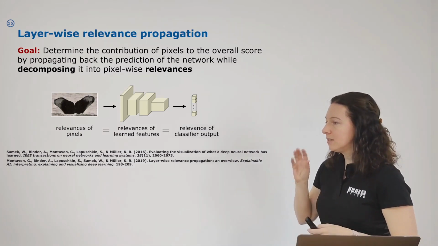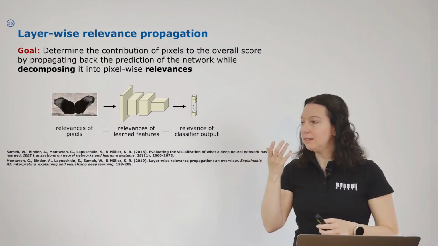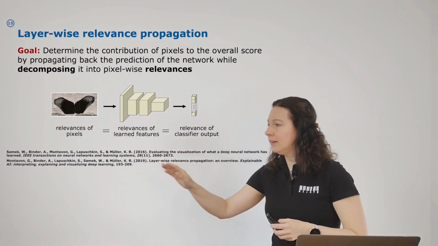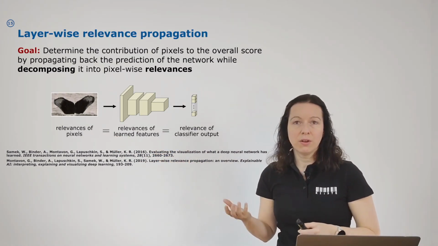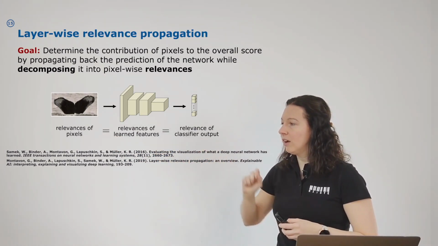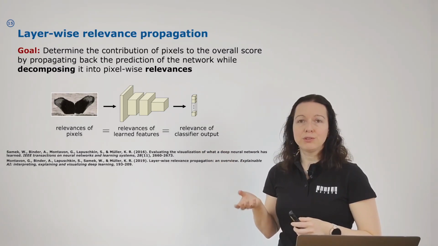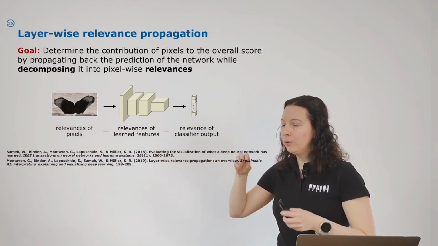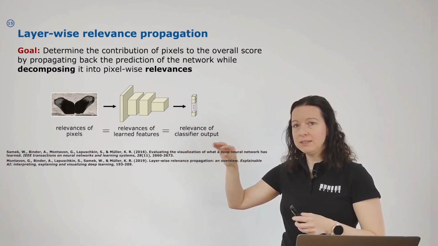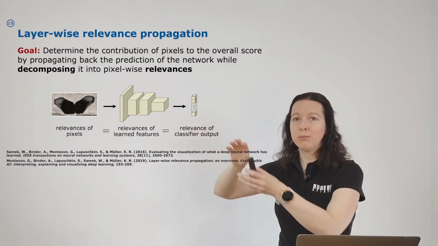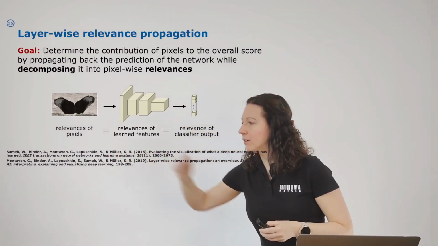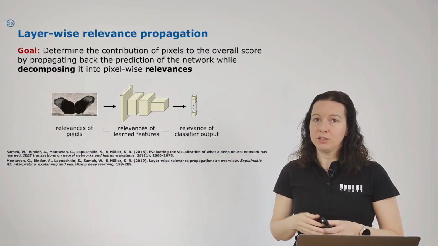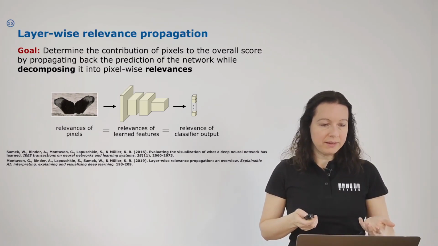And illustrated here is the concept of relevances. So the main idea is you have relevances of pixels, and here in the network you have relevances of learned features, and in the end you have the relevance of a classifier output, which is your raw score. So you know this, and somehow if you go back, you decompose the final relevance back through the network until you reach the input, and then you have the relevance of each pixel. So this is the main idea behind it.